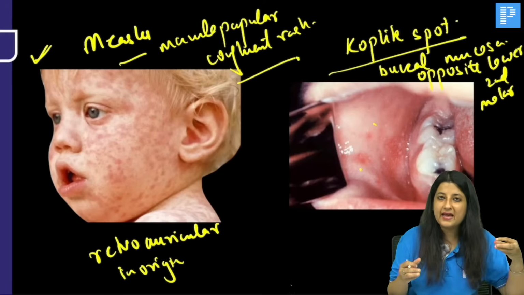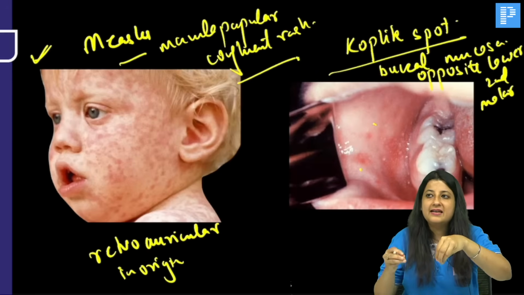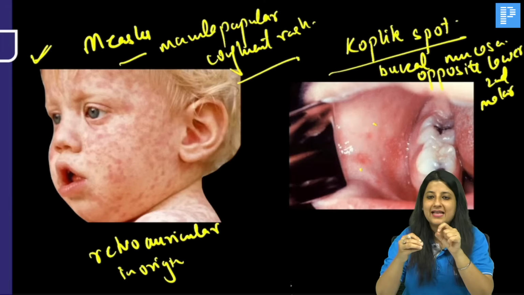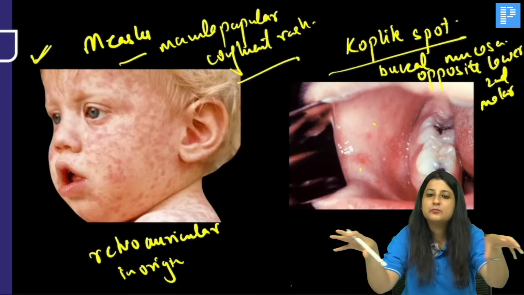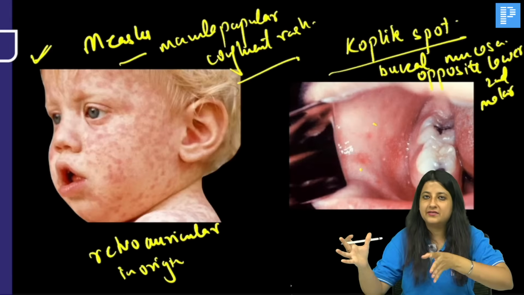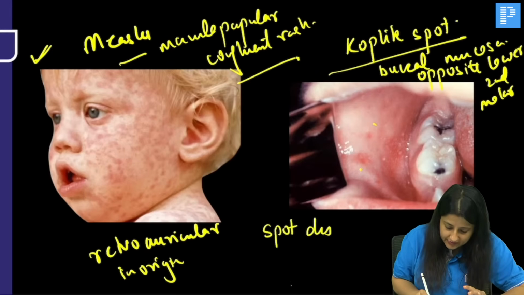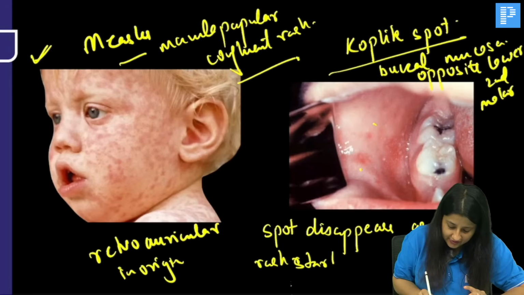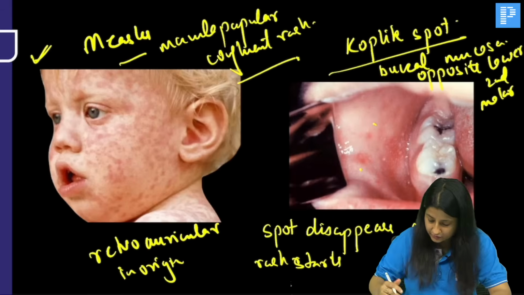It's a spot, a very small point. Rash is something that spreads. So the spot comes first, and the rash comes later. The spot disappears as soon as the rash starts. So this is very important: spot first, rash later. This could be asked in your exams.